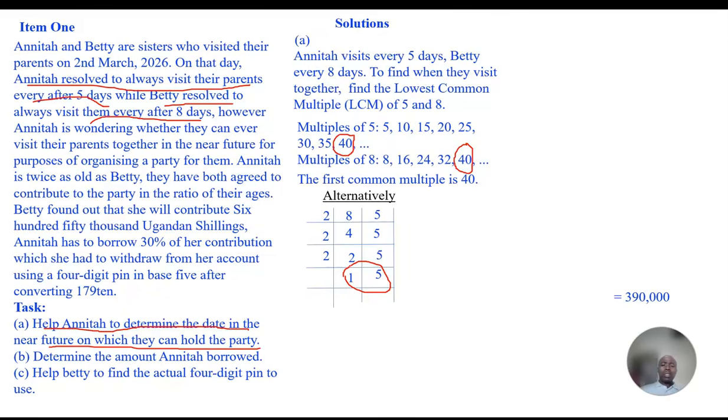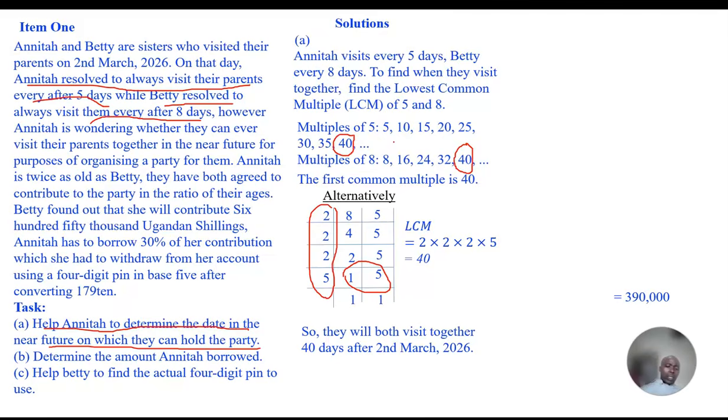So one number is divisible, so we shall divide by 5. 1 divided by 5 is not possible, 5 divided by 5 will be 1. So after generating 1 for both the numbers, then you can definitely get the LCM by multiplying all these prime factors together. So we shall say LCM is 2 times 2 times 2 times 5, which is 40, like we had it before. So this directly means that they will next visit together after 40 days.